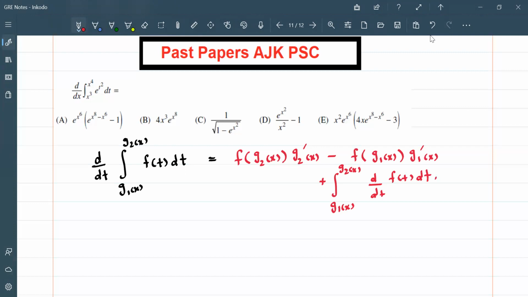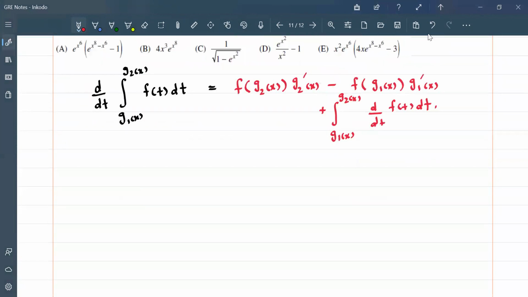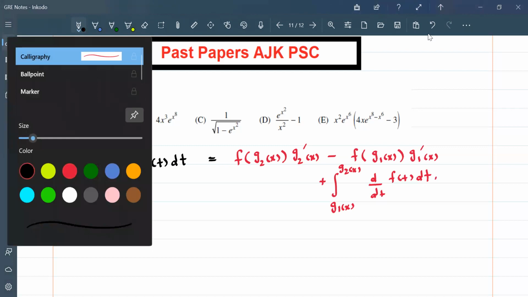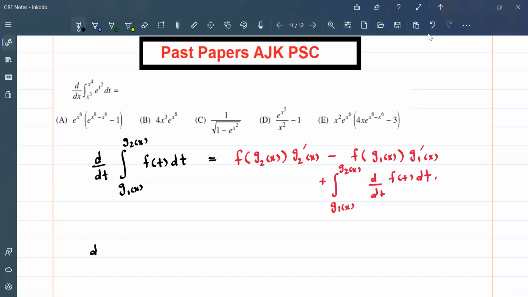This is known as the Leibniz theorem, and the fundamental theorem of calculus is a special case of this Leibniz theorem. So we will use this formula to solve our question. Our question is d by dx of the integral from x cube to x raised to power 4 of e raised to power t square dt.